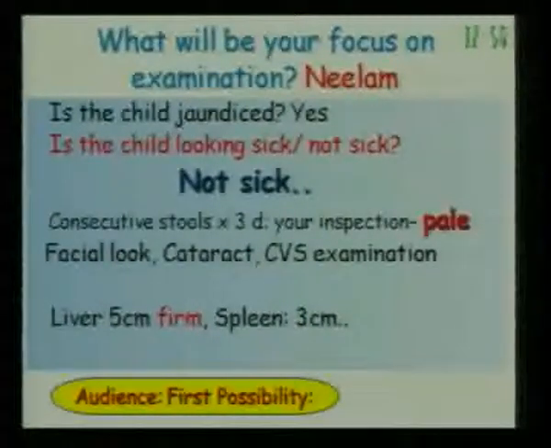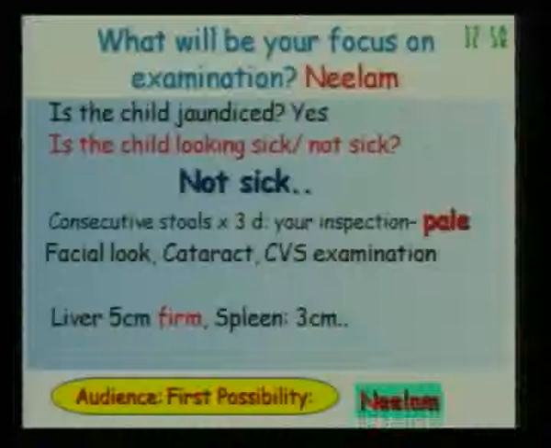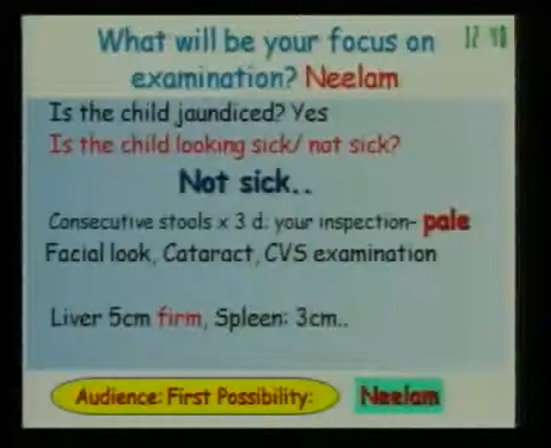Wonderful, very good. The message is taken. Actually, I think we have advanced in India. We are able to make the diagnosis quickly. And Neelam, your possibility? Biliary atresia.